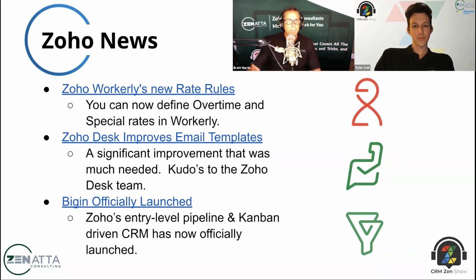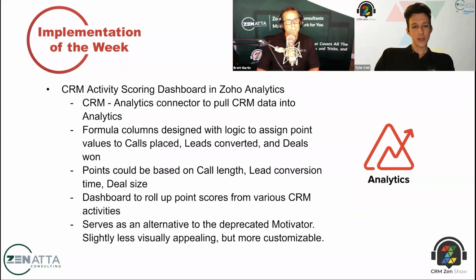All right, Tyler. So what do you have for our implementation of the week? Yeah, so this week it was an analytics implementation, tying in from the CRM. So we may remember a couple shows back, actually, I guess more than a couple, maybe a couple months back, we announced that Zoho was going to deprecate Zoho Motivator, which was previously used to kind of score CRM activity and create these little dashboards and games. And so we had a client request that basically sounded a whole lot like Motivator, right?